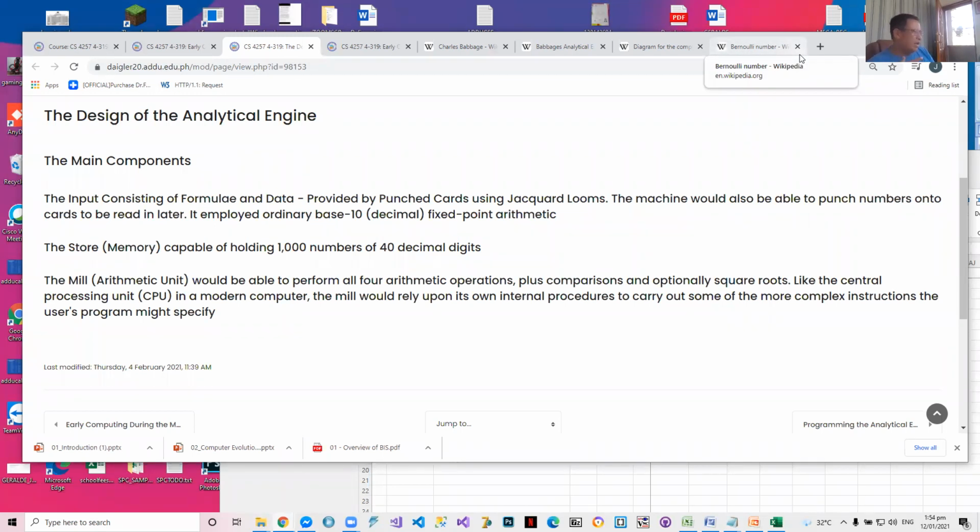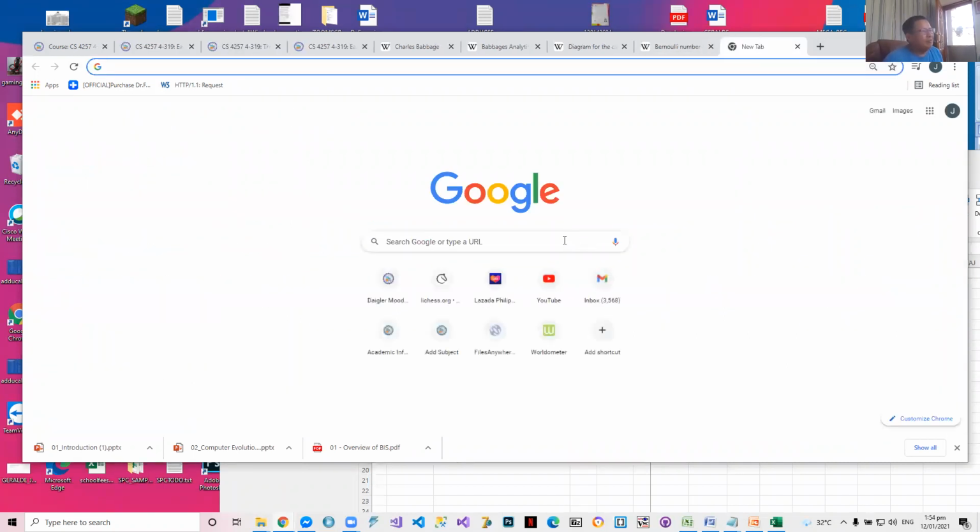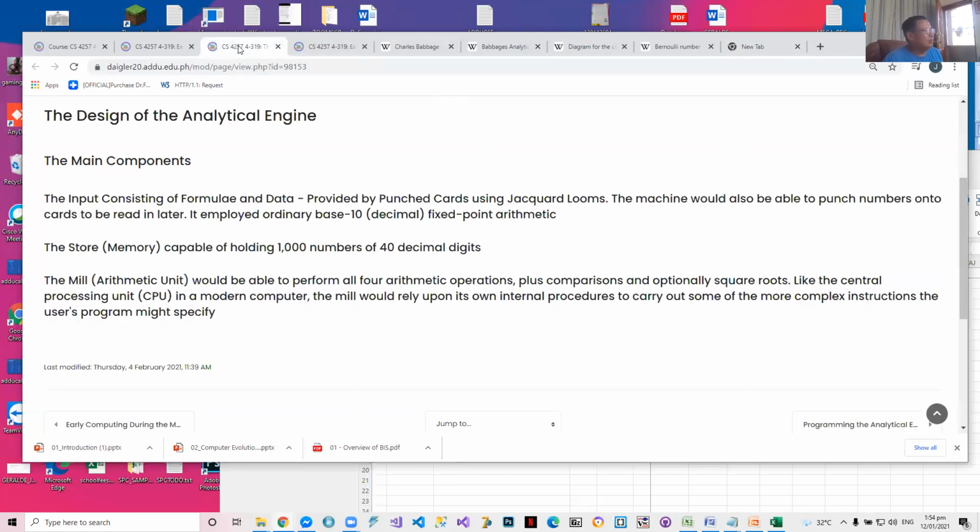Ibig sabihin, kung mag-design ka ng blanket or ng curtain, wall curtain, may design, di ba? You're going to use a punch card in order to stitch the design according to how the author would like it to be. So, merong Jacquard's looms. Now, sa Jacquard's looms, the value is read by putting in the numbers.